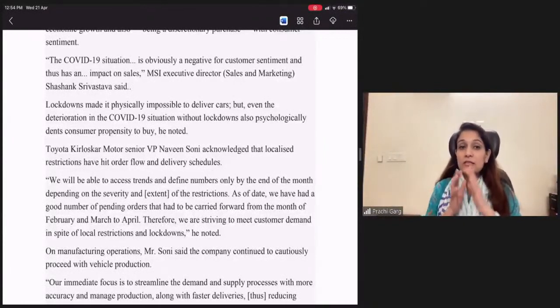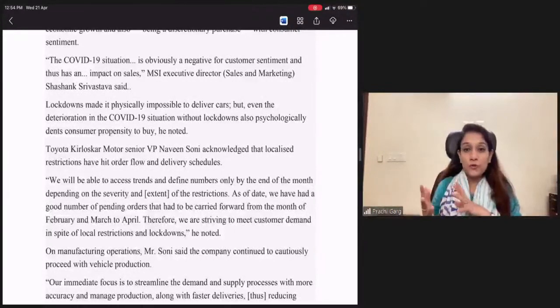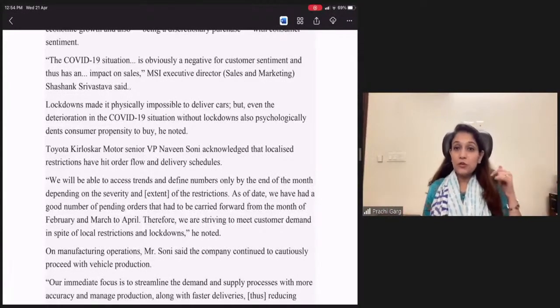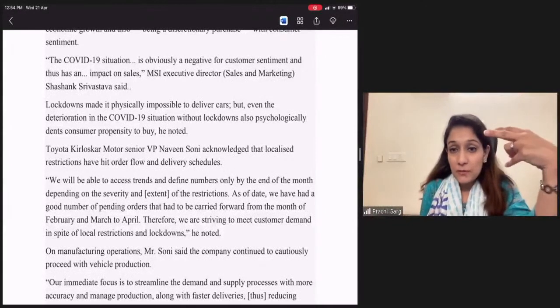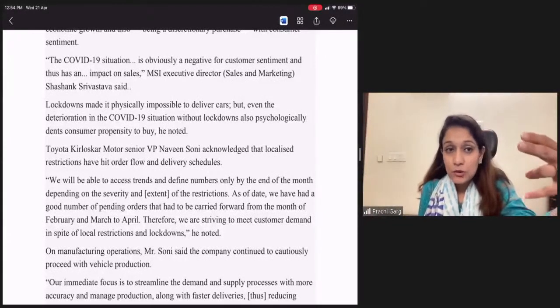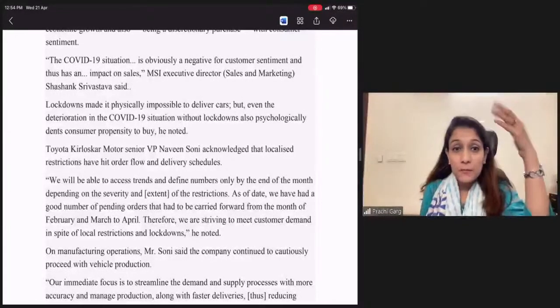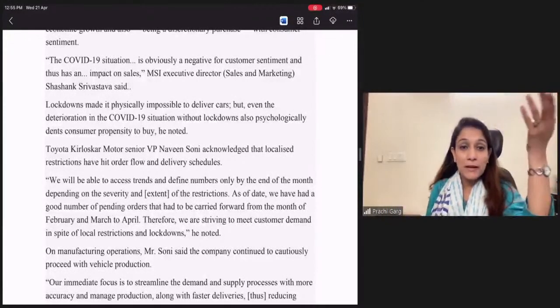So what he's trying to say is that he's telling them about a problem, that even if the delivery is not a problem, the people might think that it's a lockdown situation. Why should I spend the money on the car? So basically, they're talking about what major brands are feeling. Now that person is backing up with some big companies' directors' quotes. Then they are talking about the problem. Now they're talking about some more problems, what others are feeling. Toyota senior VP said that we will be able to assess trends and define numbers only by the end of the month.